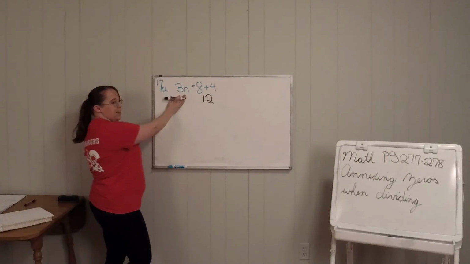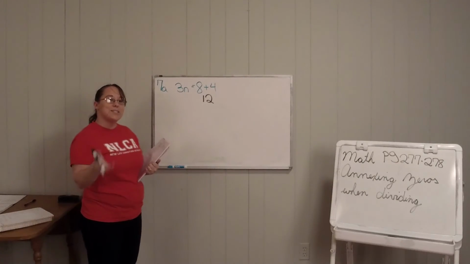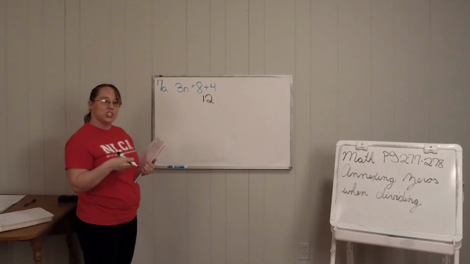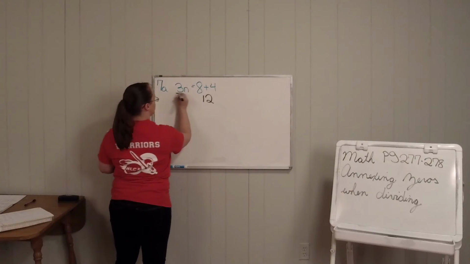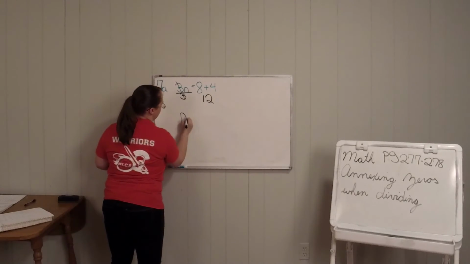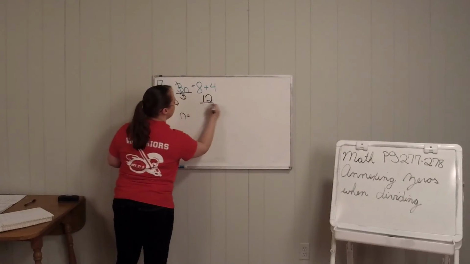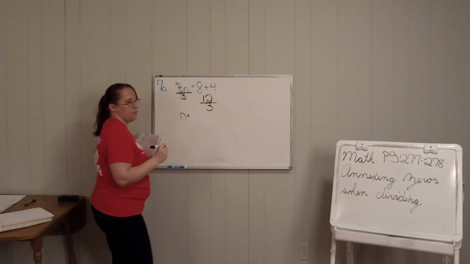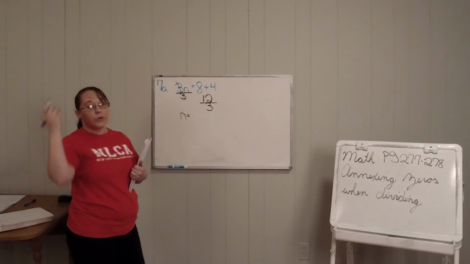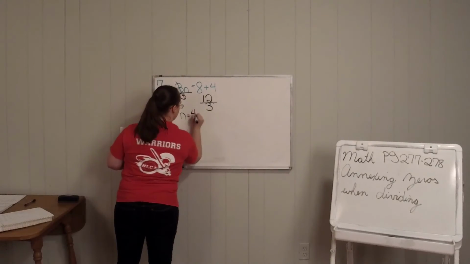Now look at this side. It says 3n. That means 3 times n. What's the opposite of multiplication? It's division. Now 3's cancel out and you're left with n on this side. That means if you divide 3 on this side, you divide 3 on this side. How many times does 3 go into 12? And the answer is 4.